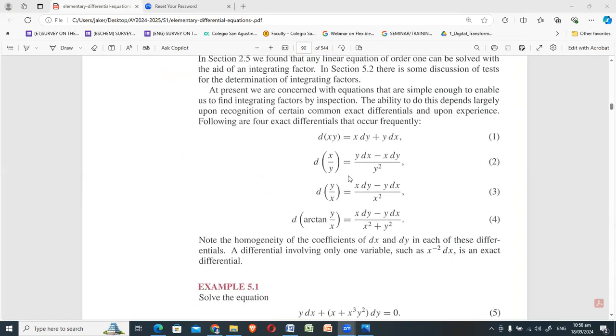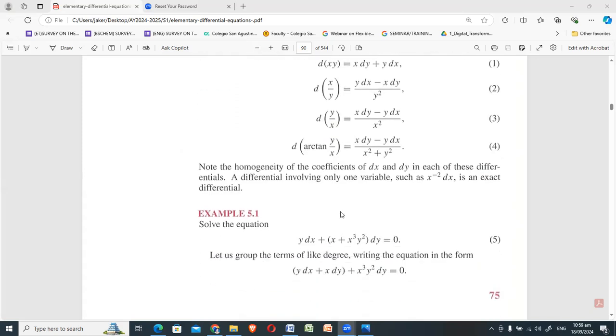Now for equations 2 and 3, the next two that you see here, you're going to use the quotient rule because you have x over y in the case of equation 2, and y over x in the case of equation 3. So what's the quotient rule? It's the denominator times the derivative of the numerator minus the numerator times the derivative of the denominator, all over the square of the denominator. If we switch the process of dividing, you also do the same thing. However, this time, your denominator will be x squared because your denominator here is x.